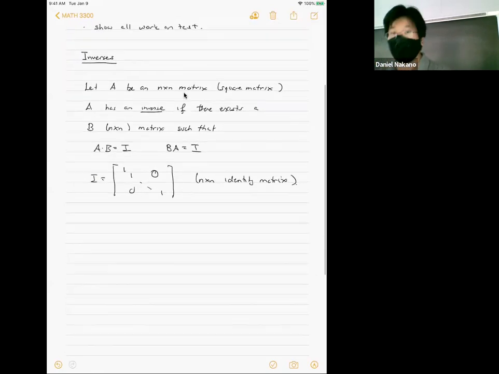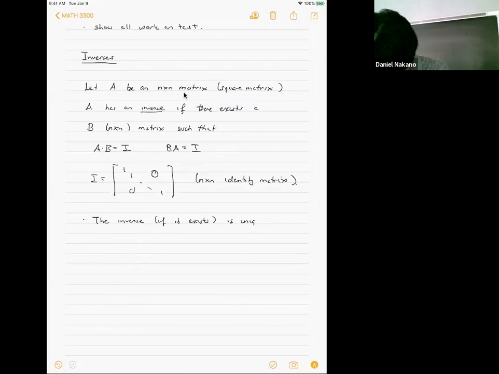Okay. Now, last time what we saw was if a matrix does have an inverse, then the inverse, if it exists, is unique. So when A does have an inverse, we say B is equal to A minus 1.